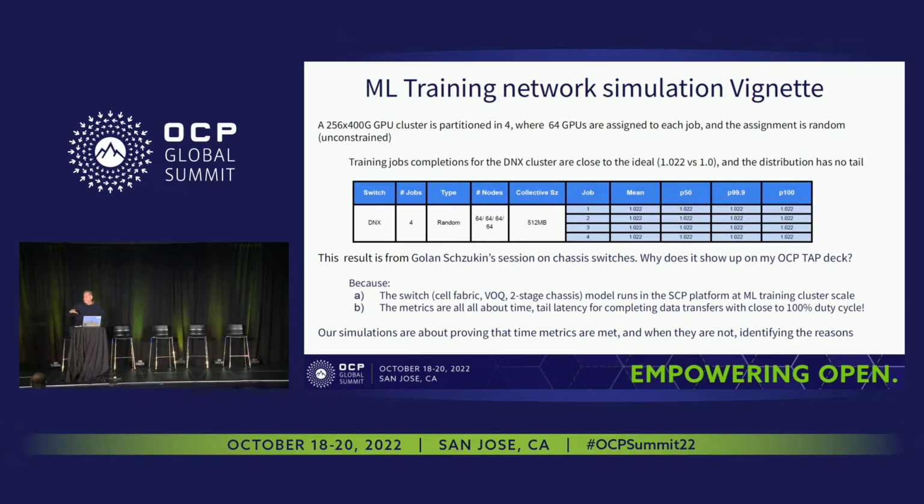So Golan presented exactly this slide, which is the job completion time for an all-to-all kind of collective for ML for devices that do not yet exist, the Jericho 3 and Ramon 3 devices that are about to ship. And all that was done using our platform, real devices that you will be able to buy. So this proves that our platform is real, that we can work with real devices and present data for the most demanding applications in the world.